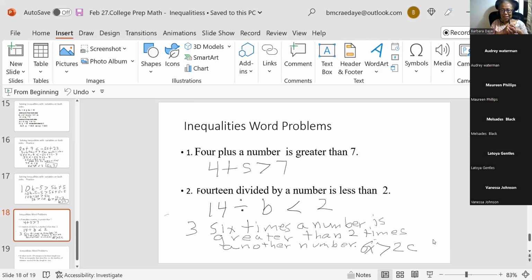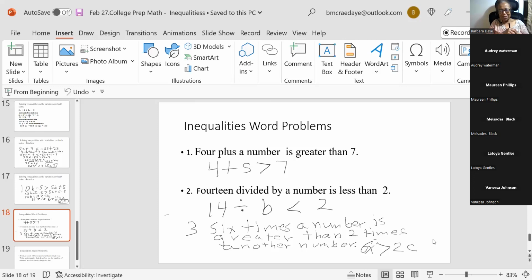Maureen, explain it. Go ahead. You say 6 times a number is greater than 2x. But she already got the x by the 6. So you put B in place of that number, right? You just write 6x greater than the other number. You can't use the x. Instead of using 2x, you can use 2a, 2b, 2c, anything like that. That's right, because I said 2 times another number. So a number is not the same as another number.